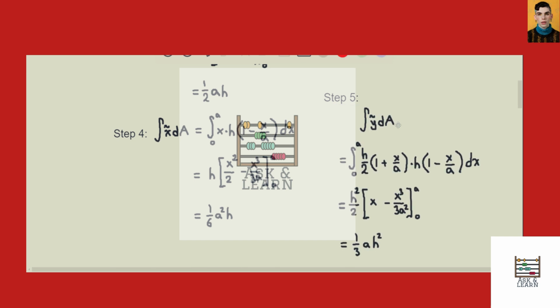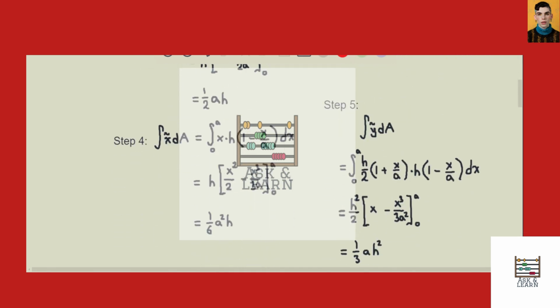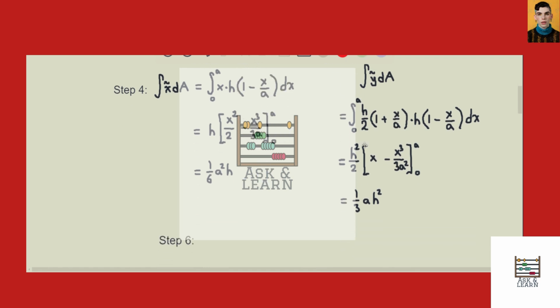All right. Next, we'll do the integral of y tilde dA. Again, we already solved for y tilde and for dA. We'll take the integral from 0 to a, pull out this constant, take the integral of just those x terms, and this simplifies to 1/3 ah squared.